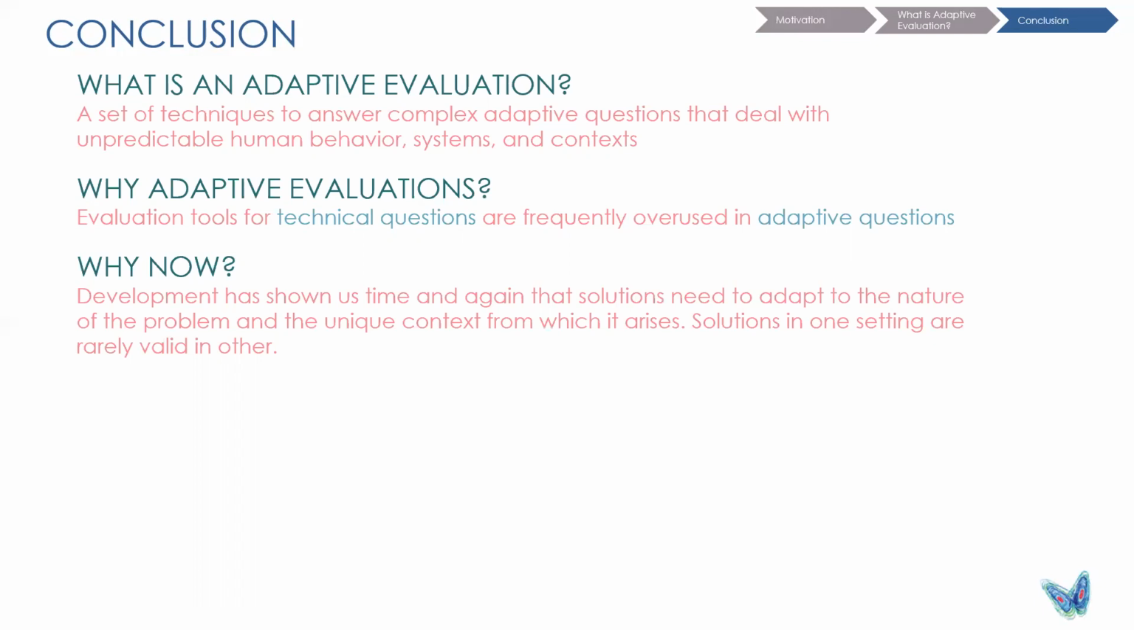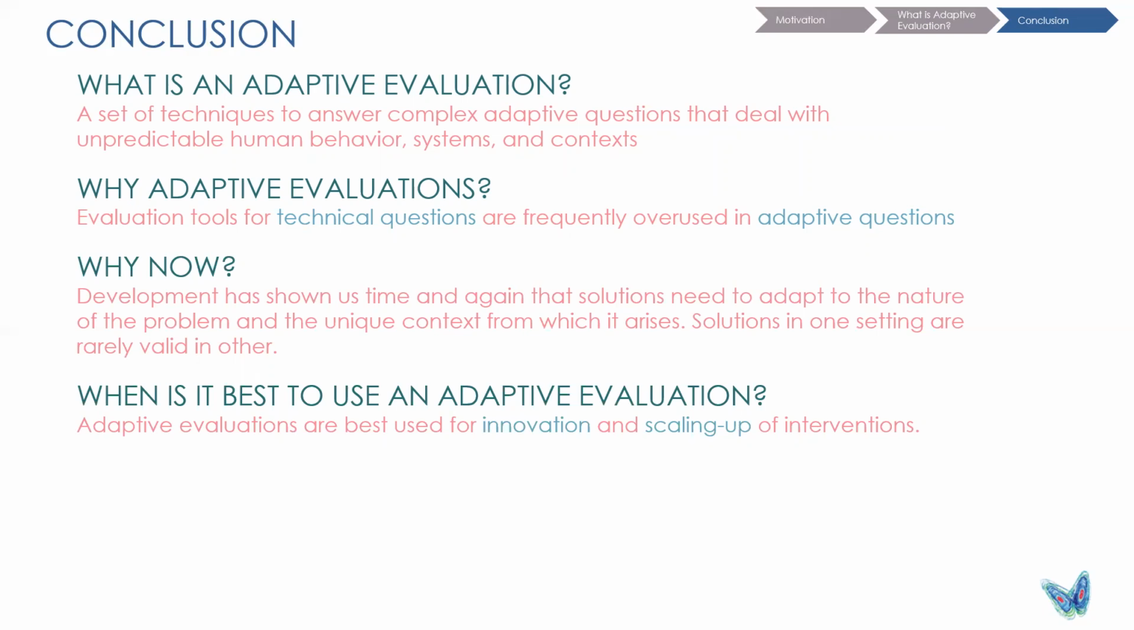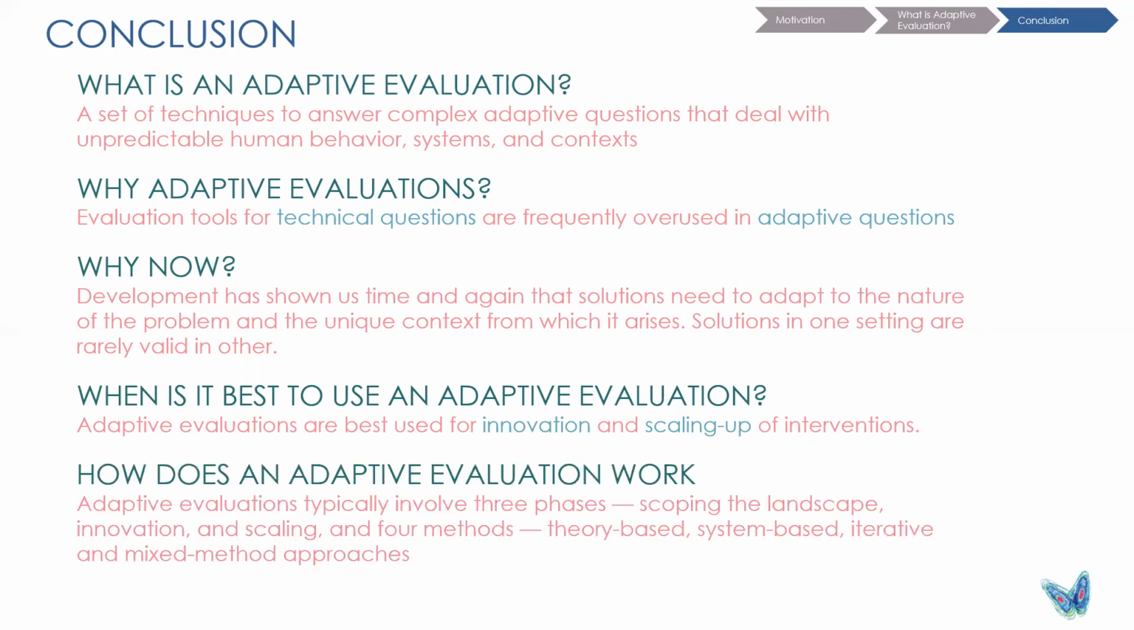Solutions in one setting are rarely valid in another, and many times, solutions are closest to those who are facing the problem on the ground. When is it best to use an adaptive evaluation? It's typically best used for scaling up and innovation. And how does it work? It involves three phases: scoping the landscape, innovation, and scaling, and four broad approaches: theory-based, system-based, iterative, and mixed method approaches. And so that is the end of this presentation.